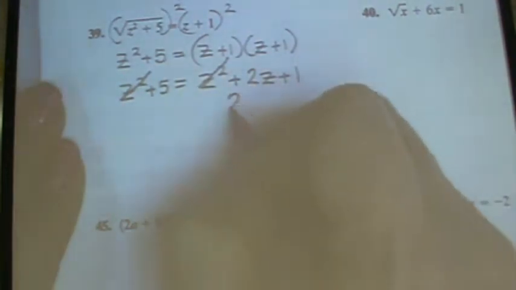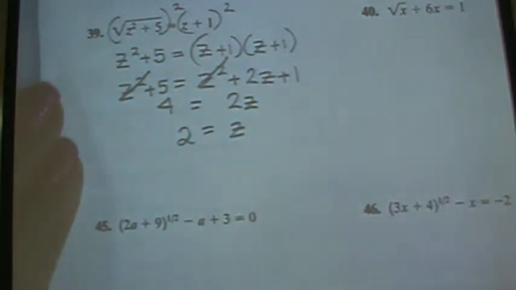39. This one, we're getting a little bit more complicated. Square both sides. You have to FOIL this. So you end up with z squared plus 1z plus 1z is 2z. Those cancel. I'm going to leave 2z here. I'm going to subtract 1. And z is equal to 2.